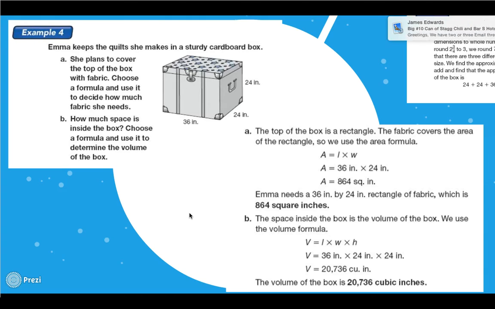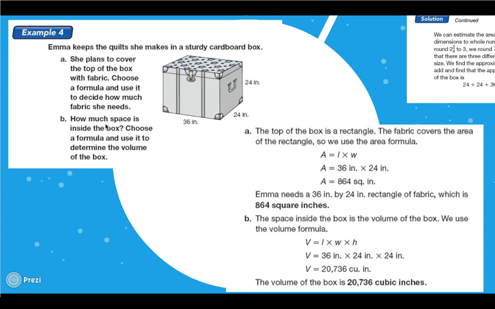Here's example number 4. Emma keeps the quilt she makes in a sturdy cardboard box. She plans to cover the box with fabric. Choose a formula and use this to describe how much fabric she needs. So the formula for the top of the box we're probably going to do is area, right? So we know the top of the box measures 36 and this measures 24. So you're going to do length times width, which is just the top of the box. We're not filling the box up with fabric. So that's going to be 864 square inches, and that's what we get here.